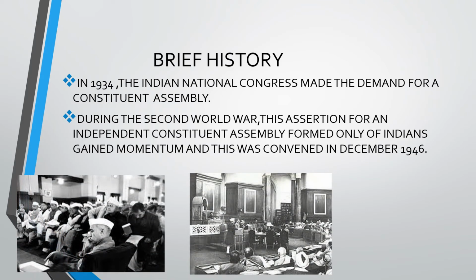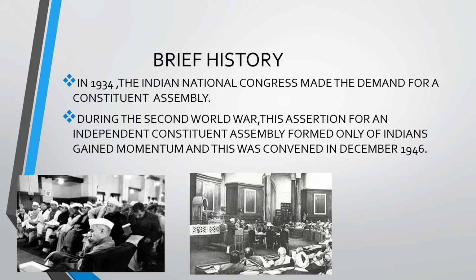Now we will read some brief history. In 1934, the Indian National Congress made the demand for a constituent assembly. Now, what is the meaning of Indian National Congress? When you study modern history, there was British rule in India, and at that time so many people fought for the independence of India. One of the main ones, you can say, was the Indian National Congress Party.